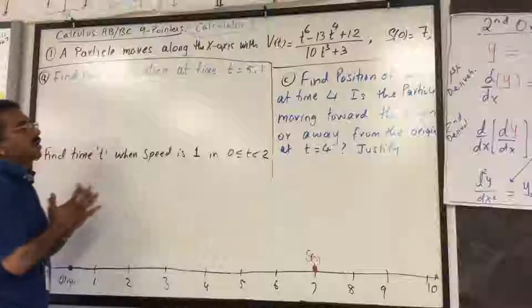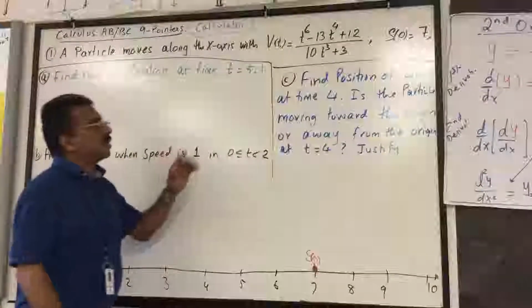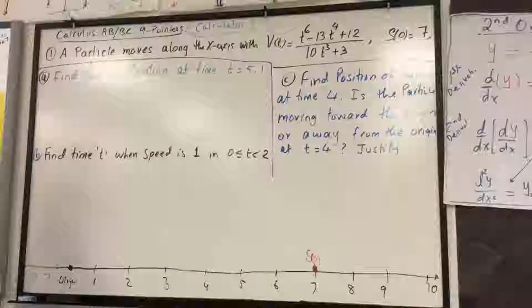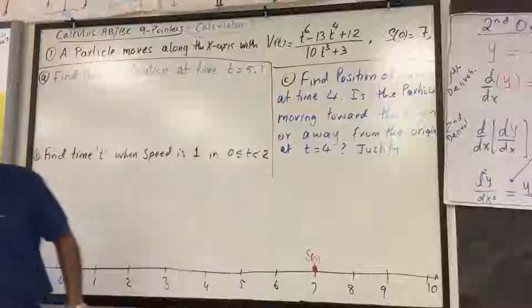So what are the questions? There are three questions, A, B, C. So I'm going to go for the first one. Find the acceleration at time t equals 5.1.